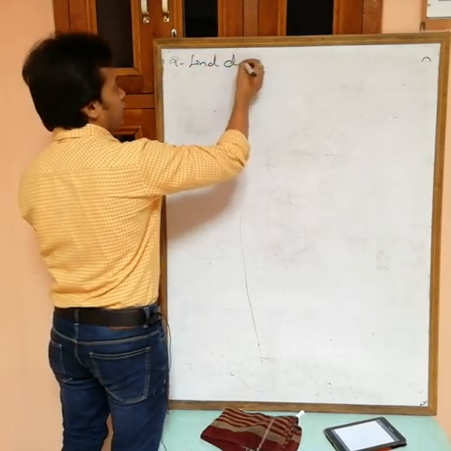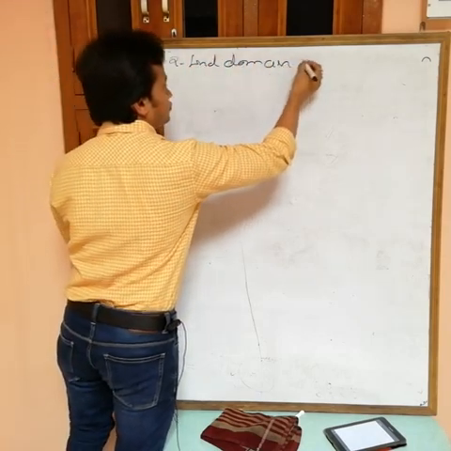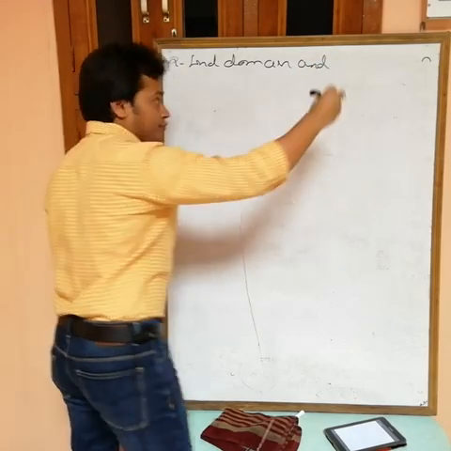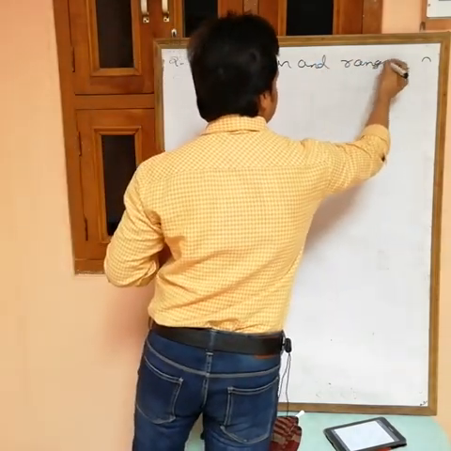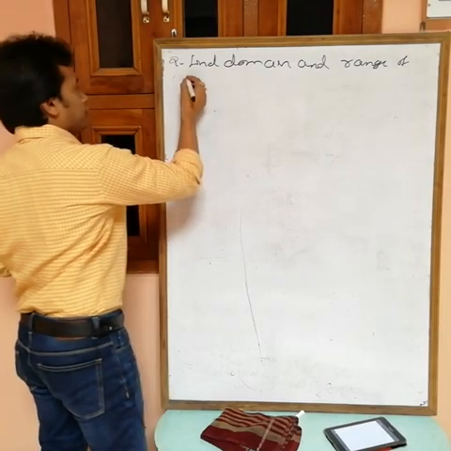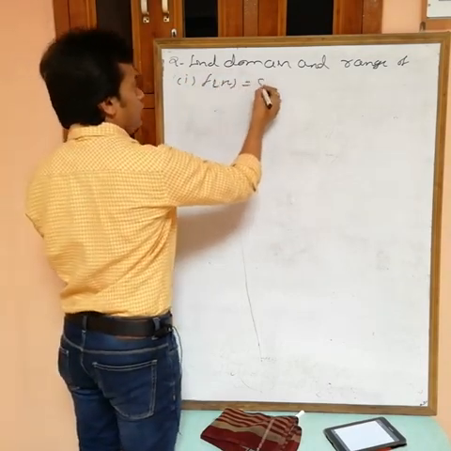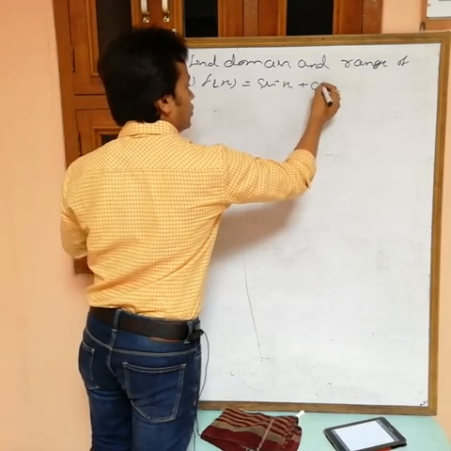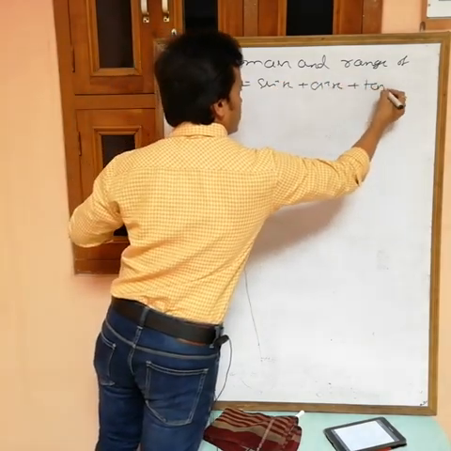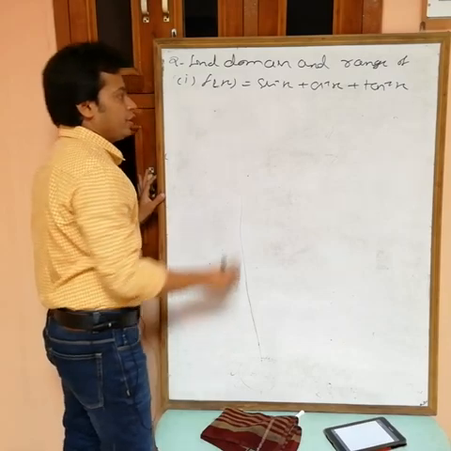Find domain and range of the first one. f(x) is equal to sin inverse x plus cos inverse x plus tan inverse x. We want domain and range both.